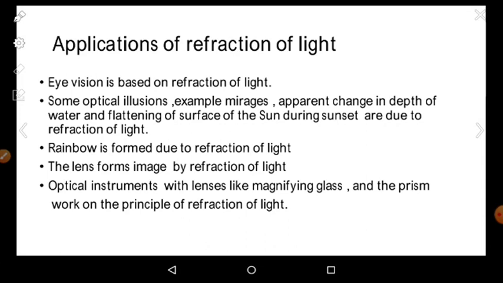Also, a rainbow is formed due to refraction of light. Here the rainbow is caused due to total internal reflection also. We will discuss this topic in the next lesson.